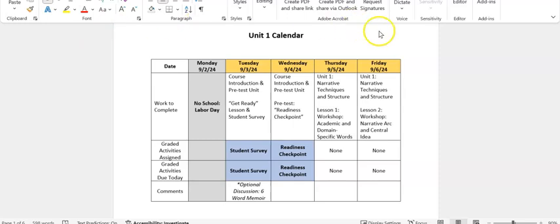Here we have the week of Monday, September 2nd. So we start Unit 1 on Thursday, September 5th with Unit 1 Narrative Techniques and Structure, Lesson 1 Workshop, Academic and Domain-Specific Words. Friday the 6th, we have our Unit 1 Lesson 2 Workshop, Narrative Arc, and Central Idea.